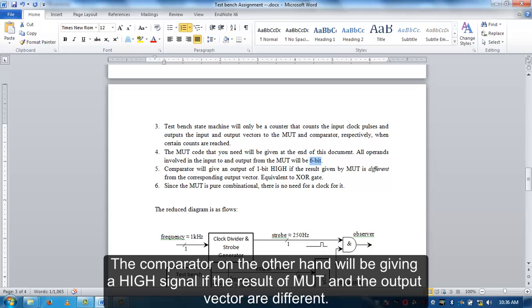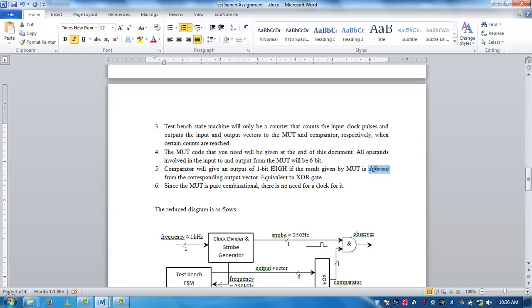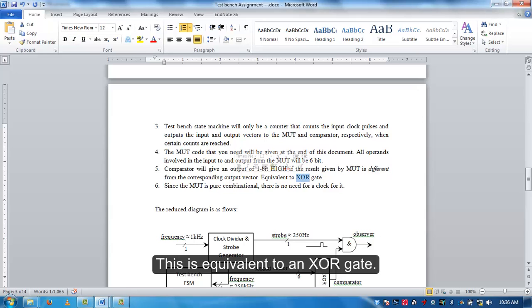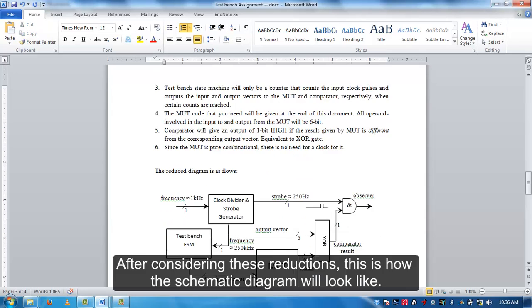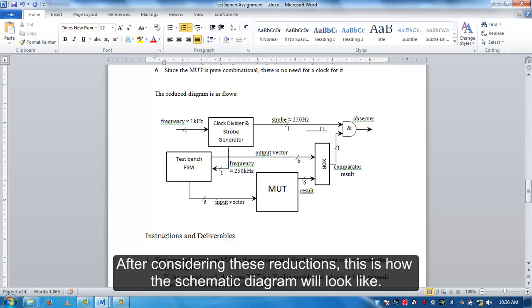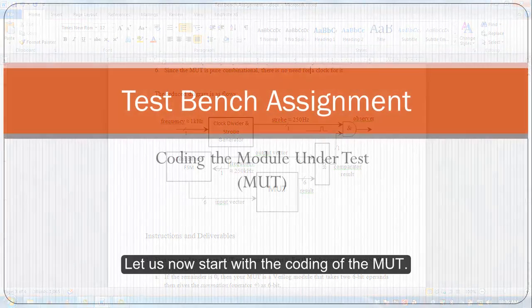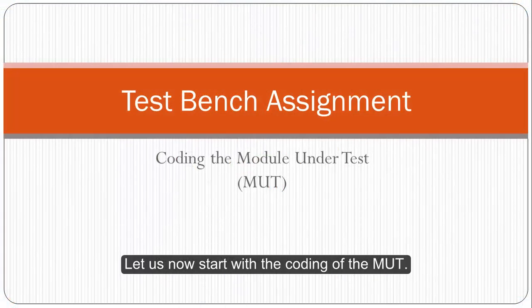The comparator, on the other hand, will be giving a high signal if the result of the MUT and the output vector are different. This is equivalent to an XOR gate. And lastly, since the MUT is purely combinational, there is no need for a clock for it. After considering these reductions, this is how the schematic diagram will look. Let us now start with the coding of the MUT.